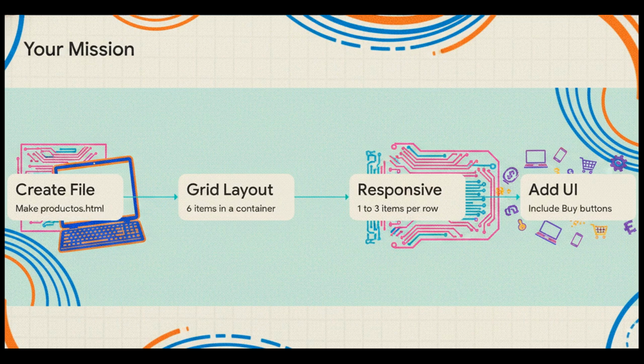Step 1, create a page called products.html. Step 2, use a container div to organize 6 different products using Bootstrap columns. Step 3, and here's the fun tricky part, make it fully responsive. I want to see 1 product per row on mobile, 2 on a tablet, and 3 across on a desktop. And finally, step 4, add a name, a price, and a styled buy button to every single product.